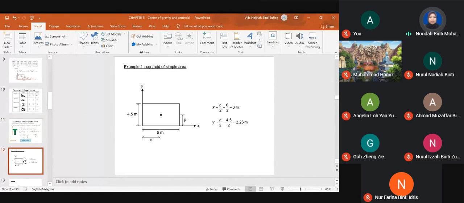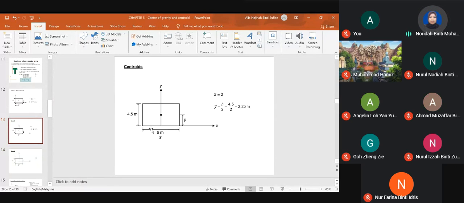Okay, now example 1. Let's try to solve a simple area, a triangle, but now with various x and y axis. For this triangle, we know that the x bar now is 6/2, which gives us 3 meters. The y bar, since the x-axis is at the base here, is 4.5 divided by 2, we have 2.25 meters.